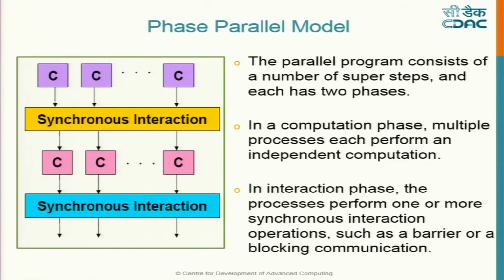What you see here, C is the compute part. You start the program, you divide it, and these are the processing elements, each one of them doing its task. Okay. So there are two phases: one is the computation phase, which is independent of each other, and there is an interaction phase. That is where they exchange the data.